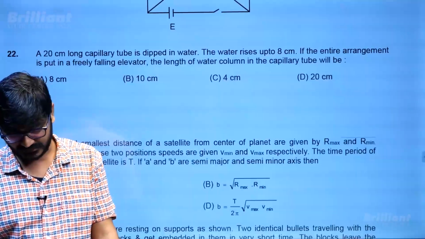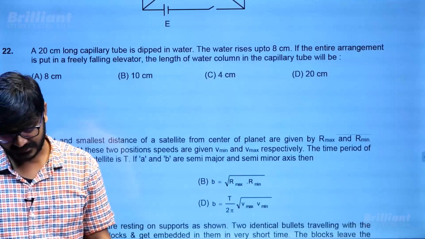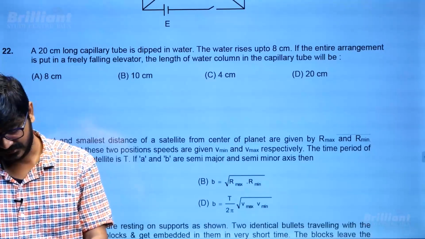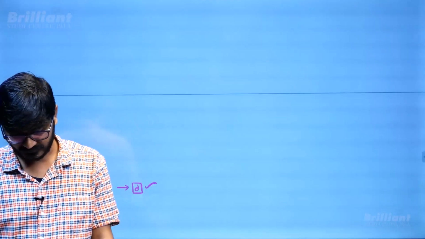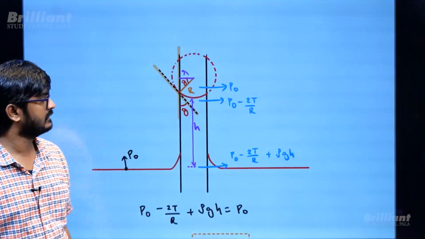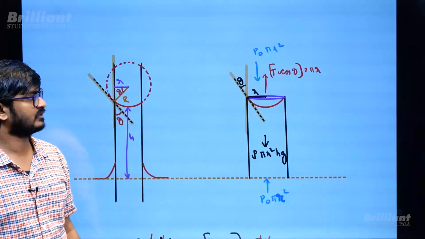Next one: a 20 centimeter long capillary tube is dipped in water. The water rises up to 8 centimeter. If the entire arrangement is put in a freely falling elevator, what is the length of the water column in the capillary tube? Now, you must have known the derivation. Either you must have done the derivation like this, or the easy way of seeing it is force balance, right?